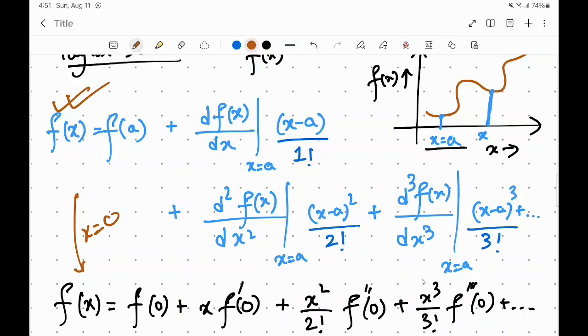There is a YouTube video you can search: Taylor series on YouTube, and the channel 3Blue1Brown. There you can visualize how this fits actually.